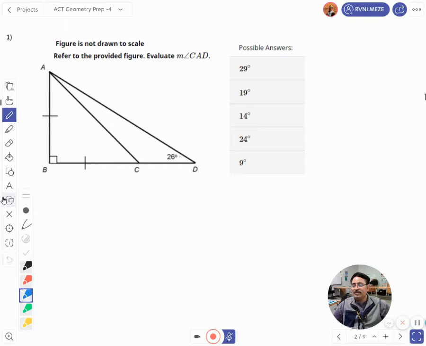The first question itself is looking a little complicated. Refer to the provided figure. Evaluate measure of angle CAD. So the question is, what is the measure of this one? Angle CAD, which is this part.